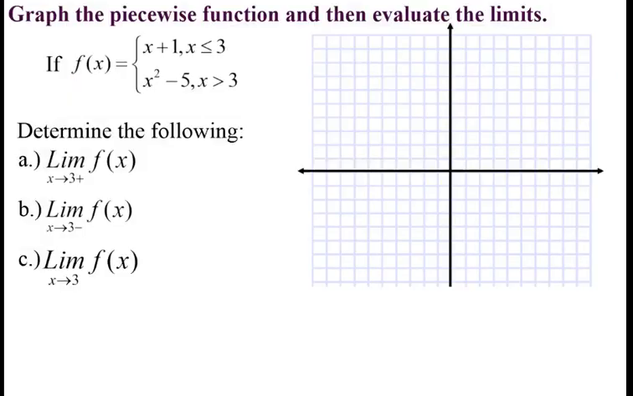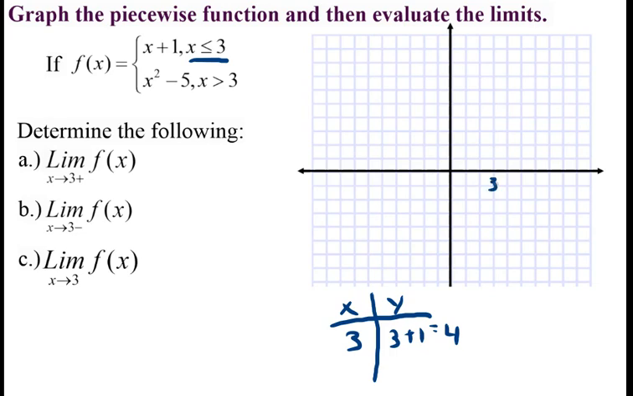All right, so sometimes we're trying to find the limits of piecewise functions, which means you kind of have to be able to graph the piecewise function. In order to graph piecewise functions, what I do is I look to see where it's starting, and then I look to see where it's going. So I just create a little chart. So like for the first one, I plug in 3. If I plug in 3, 3 plus 1 is 4. So that means that it's going to start at 3 and 4.